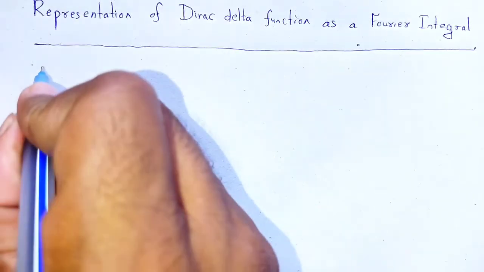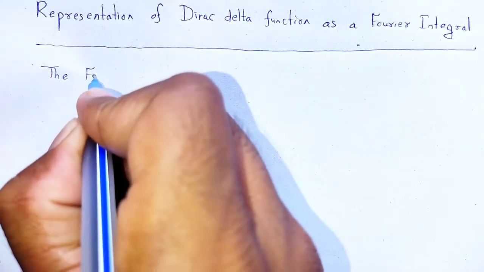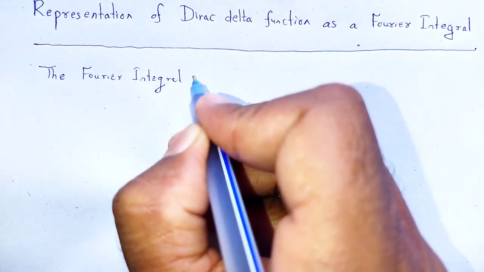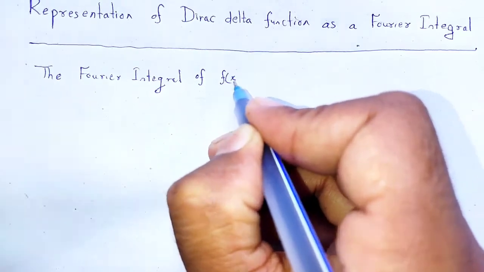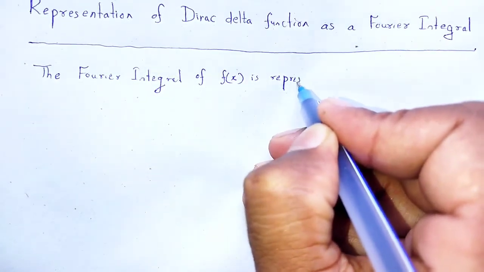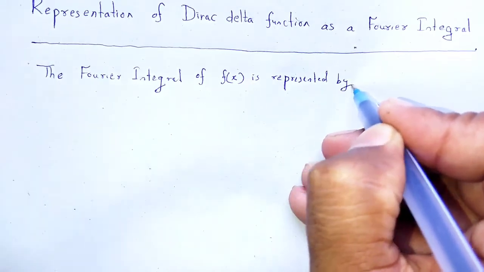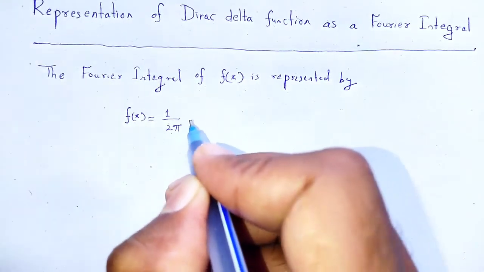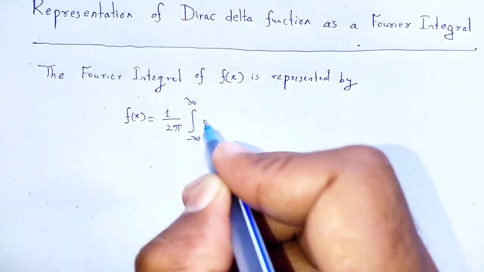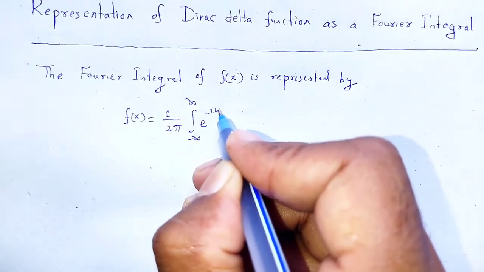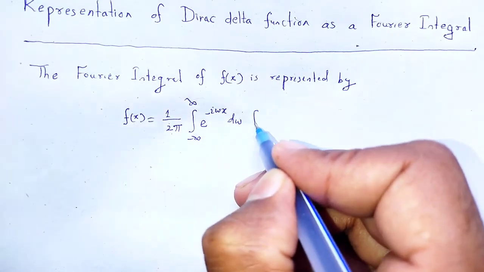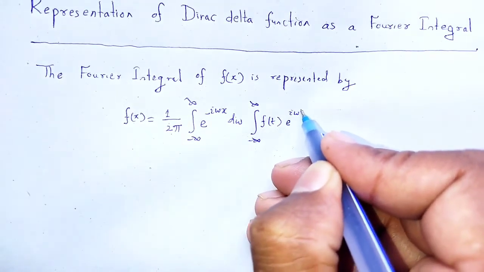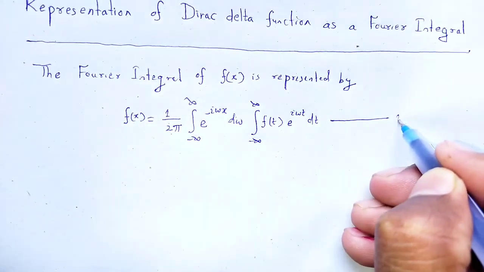As we know, the Fourier integral representation of f of x is f of x is equal to 1 by 2 pi integration over minus infinity to plus infinity e to the power i omega x d omega, that is the complex form, times integration from minus infinity to plus infinity f of t e to the power i omega t dt. Equation number 1.